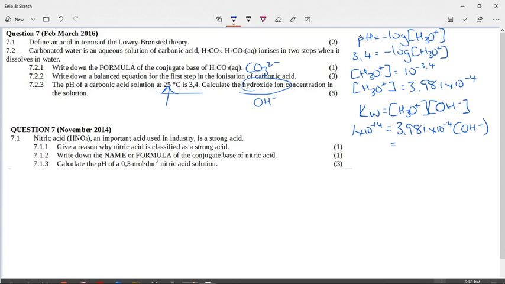So therefore, by inverse operations on your calculator, you're going to say 1 times 10 to the negative 14 divided by 3,981 times 10 to the negative 4, and that will give you the hydroxide ion concentration. On your calculator this should be something like 2,51 times 10 to the negative 11. Just do the sum on your calculator so you can figure it out, and my units will be moles per cubic decimeter. So that's the February-March 2016.